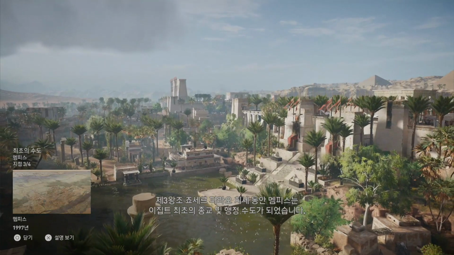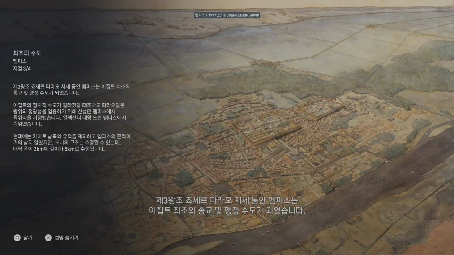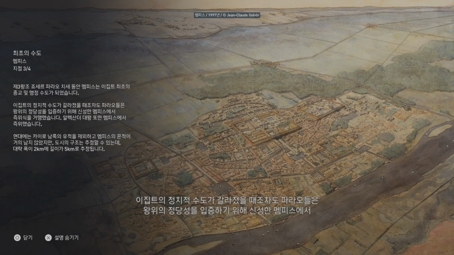During the Third Dynasty, under Pharaoh Djoser, Memphis became the first religious and administrative capital of Egypt. Even when the political capital of Egypt decentralized itself, pharaohs were crowned in this sacred city in order to legitimize their ascension to the throne, up to and including Alexander the Great.